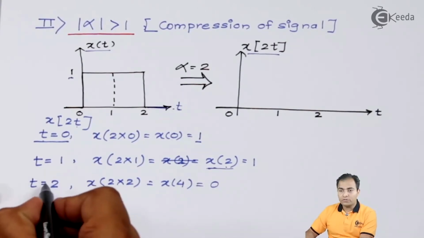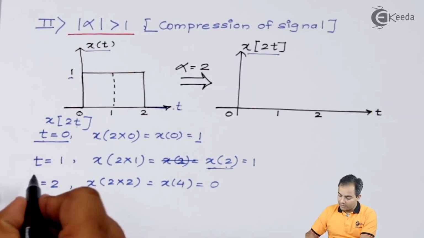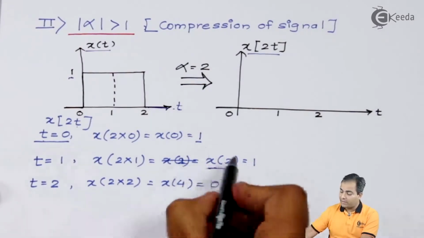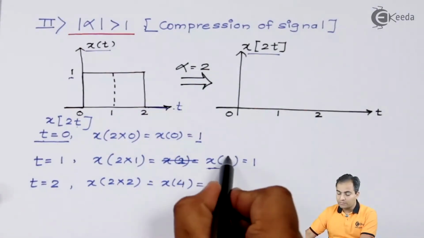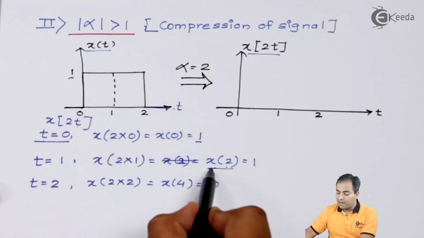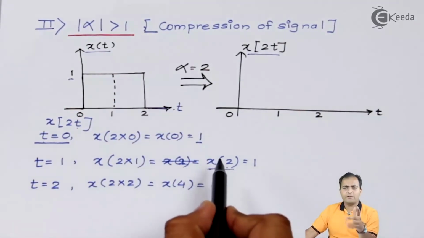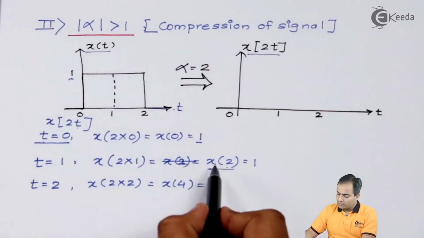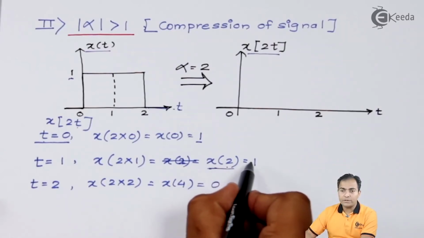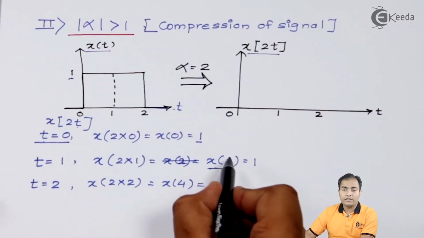So at t equals 2, the amplitude is 0. That's why I said we have to perform this iteration until we get x of 2 in our output. Until the last interval of the function x of t comes here, till that time we have to perform the same iterations. So now we have already reached, and what we have got is x of 2 equals 1. So we'll plot the graph.